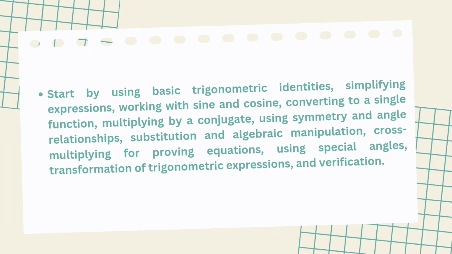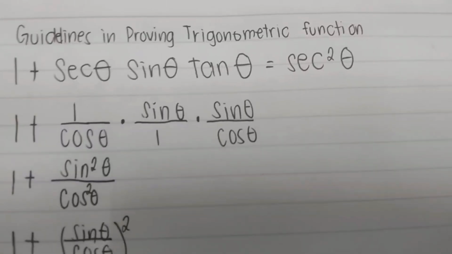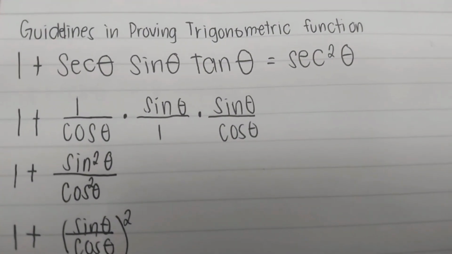Start by using basic trigonometric identities, simplifying expressions, working with sine and cosine, converting to a single function, multiplying by a conjugate, using symmetry and angle relationships, substitution and algebraic manipulation, cross-multiplying for proving equations, using special angles, transformation of trigonometric expressions, and verification. Guidelines in proving trigonometric identities.